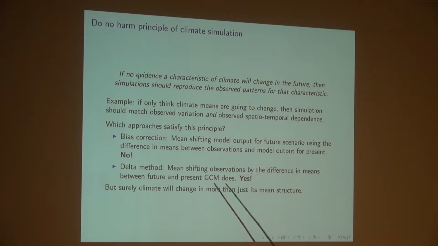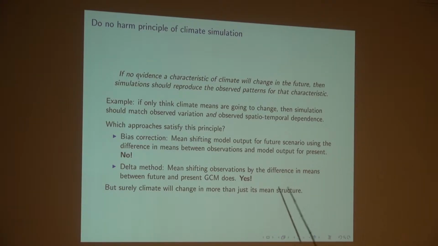Okay, so the other main method that you could try to use is to reverse the roles of things and mean shift the observations. Okay, so let's take the observations and shift them by this difference in means. This, at least in principle, satisfies this do no harm principle, right? Because it reproduces all the space-time dependencies in the observations, it just corrects their means.